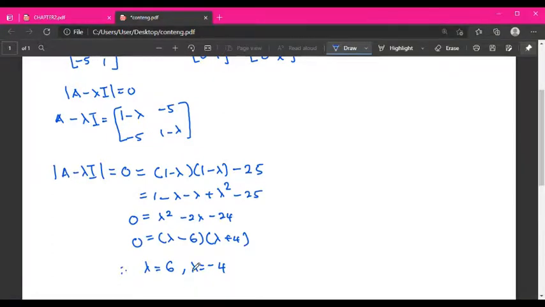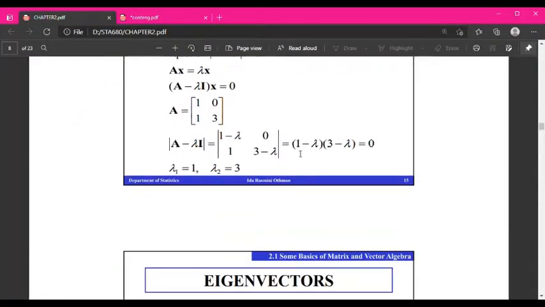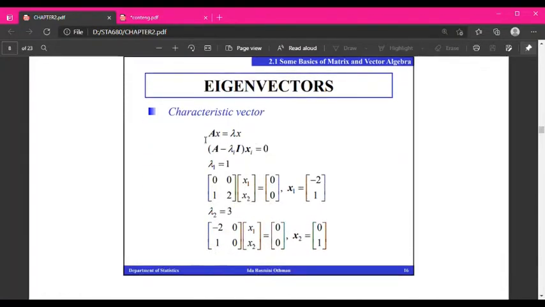Next, we can find the eigenvectors for the corresponding lambda. Kita boleh dapatkan eigenvectors untuk lambda 6 dan eigenvectors untuk lambda negative 4. Okay, so we will use this equation. We need to find the eigenvectors for lambda 6 and lambda negative 4 one by one. Okay, we will use this equation. Kita nak cari this x eigenvectors, right?